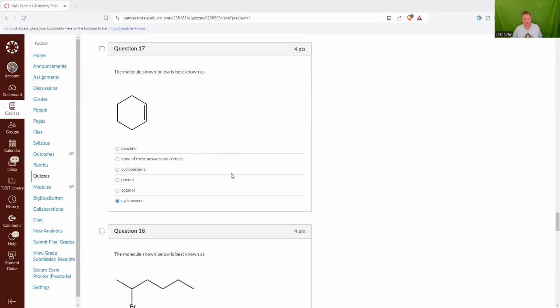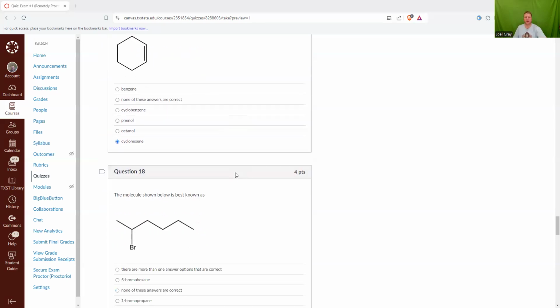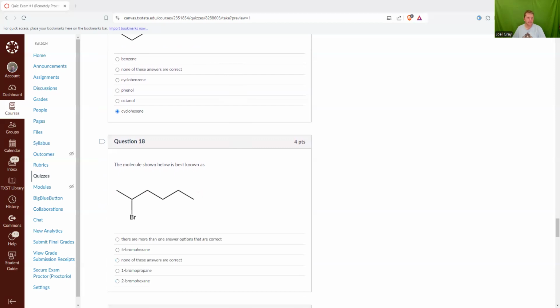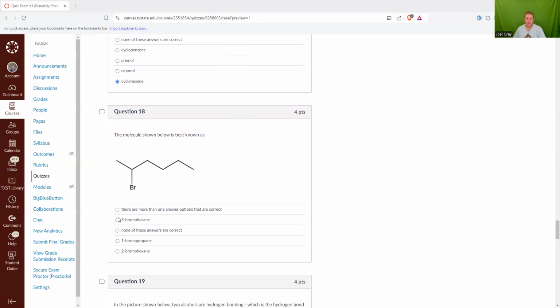It is a ring. It's a six-membered ring, but it has more than one double bond. Question number 18. The molecule shown below is best known as, well, 5-bromohexane, 1-bromopropane, 2-bromohexane. Okay, so these are all really attractive answer options. What we need to do is count up the number of carbons. So here's a point 1. Here's another point 2, 3, 4, 5, 6, hex.